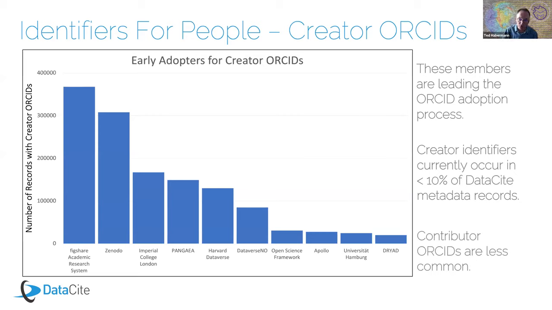Contributors are also very important contributors to this infrastructure of knowledge. And contributors can also have ORCIDs in DataCite metadata. And unfortunately, they're less common than ORCIDs for creators. So we have our work cut out for us there.